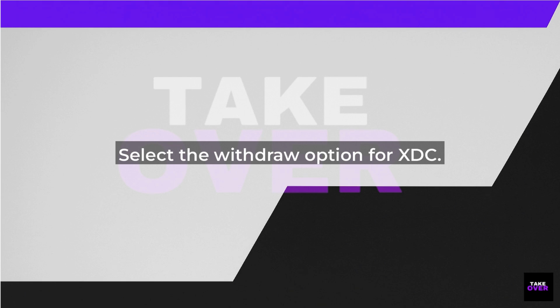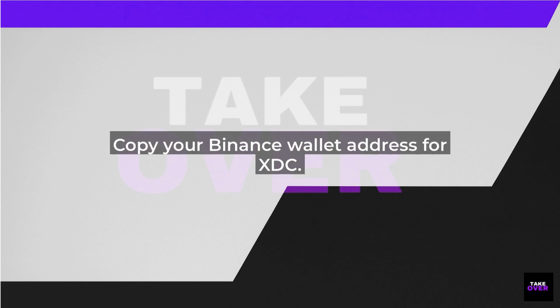Now, switch over to Binance. Log in there and go to your wallet. You need to copy the XDC wallet address. Double check that it's for the correct network, like the XDC network, to avoid any mix-ups.